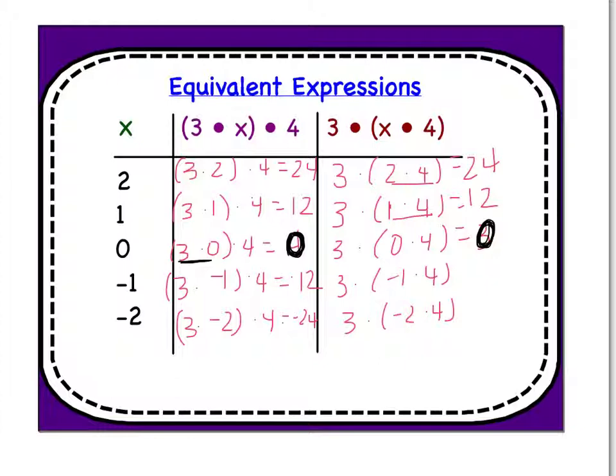So here we've got negative 1 times 4 is negative 4, times 3 is negative 12, negative 2 times 4 is negative 8, times 3 is negative 24. So they do all match.